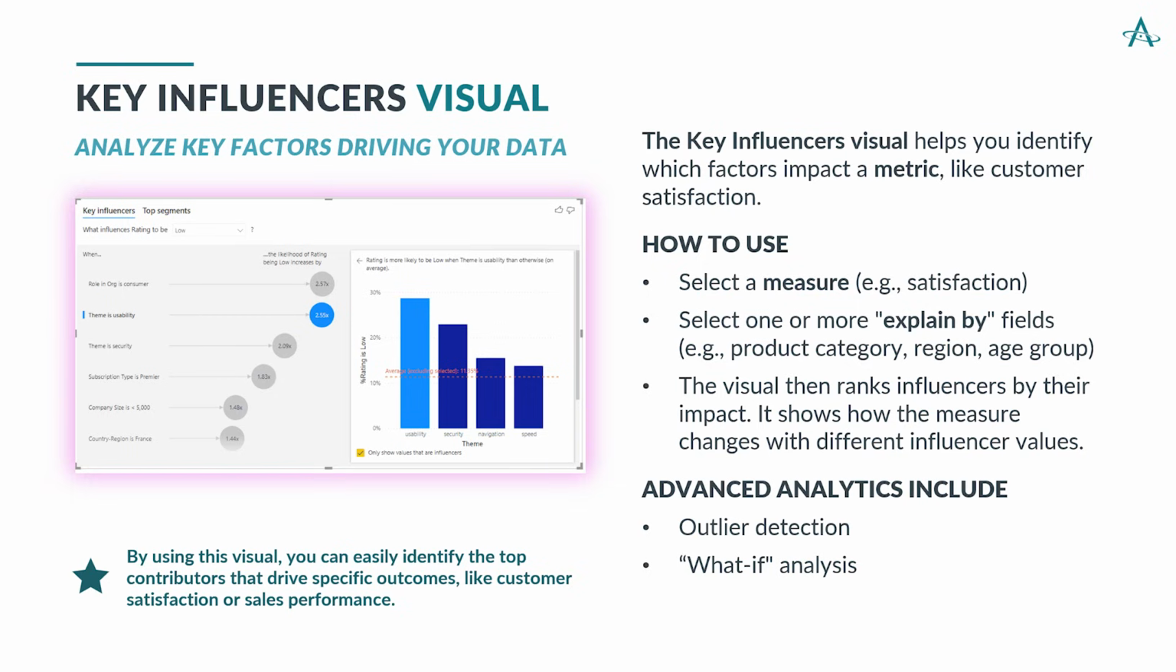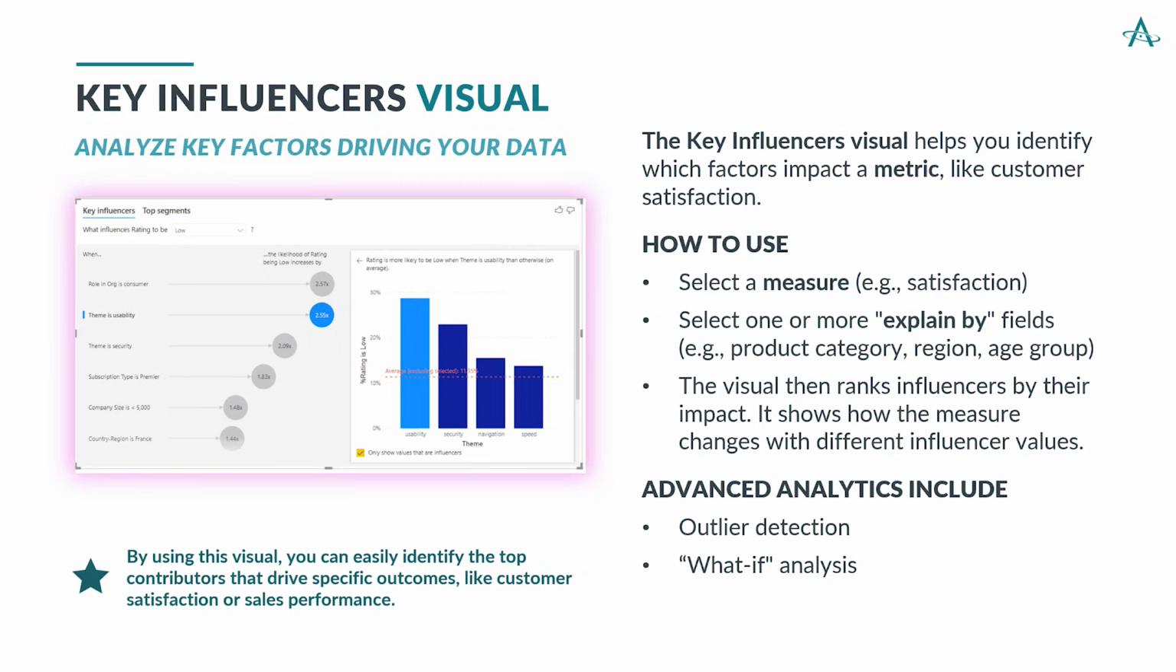To use the Key Influencers visual, you need to select a measure as the Analyze field and one or more fields as the Explain by fields. The visual will then show you a list of influencers ranked by their influence score and a chart that shows how the measure changes with different values of the influencer.